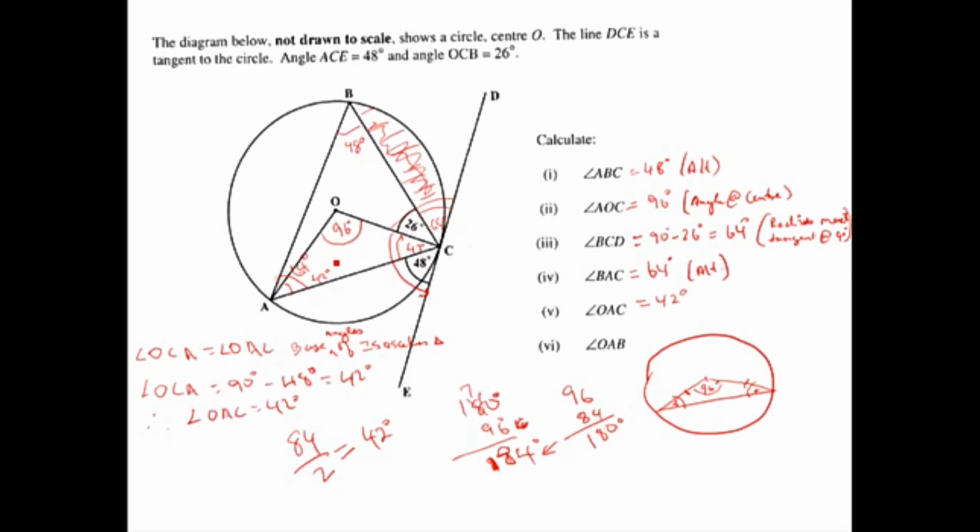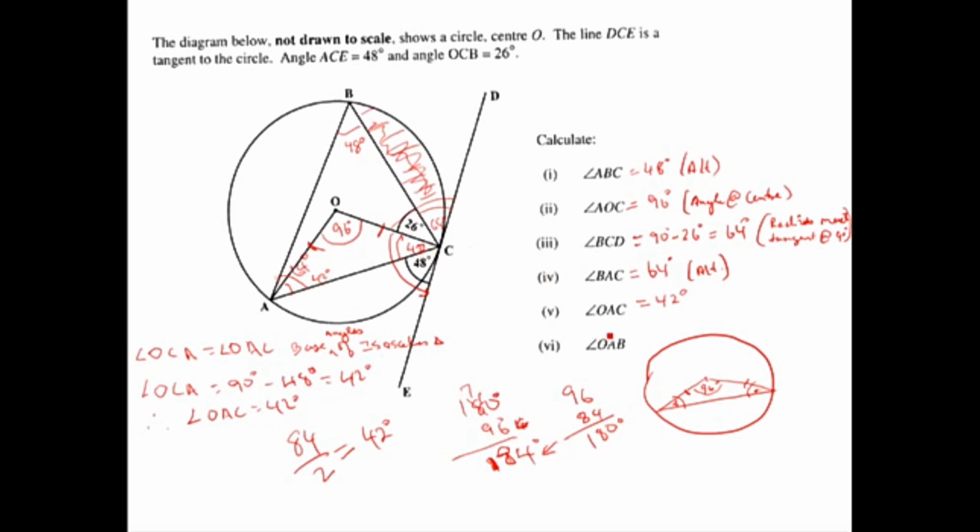Okay, so we could have done that the other way around as well. We don't even have to go down this route of taking 96 and dividing it by 2. Once we find one, we can find the other one. But we have to consider that it is an isosceles triangle, because if this is 42, then we can say the other angle is also 42.